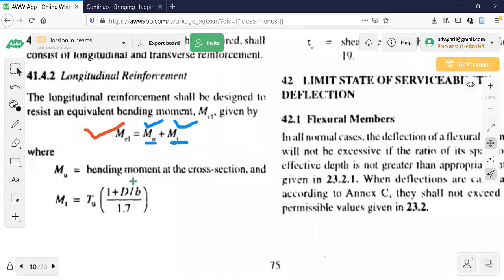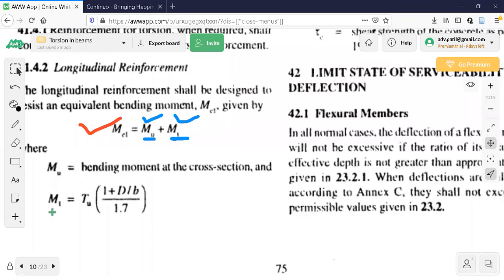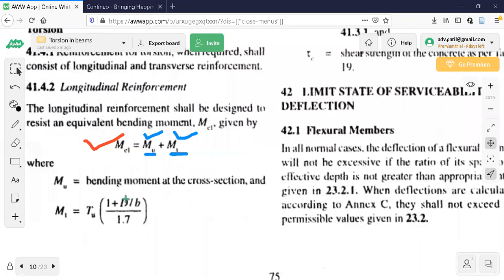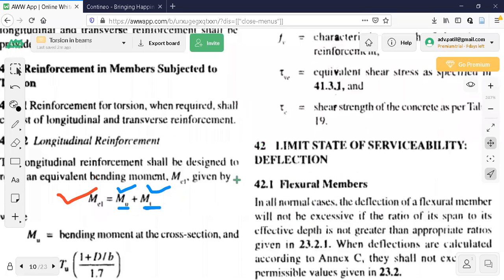Where MU is the bending moment at the cross section, it may be WL square by 8 or something like that. The second term is MT. MT is the moment produced due to torsional effects. So TU into 1 plus D by B by 1.7. That is what MT is.